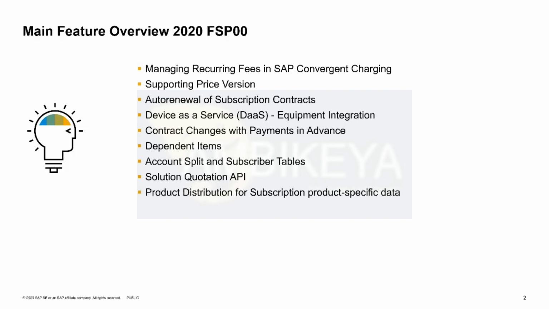So the first feature I will talk about is management of recurring fees in SAP conversion charging triggered from subscription order management. Then I will show you what we can do with price versions in S4HANA. In addition, we have introduced a new functionality which is called auto-renewal for subscription contracts. A big scenario which we built from scratch here is the so-called device as a service or equipment integration scenario and the integration into logistical processes.